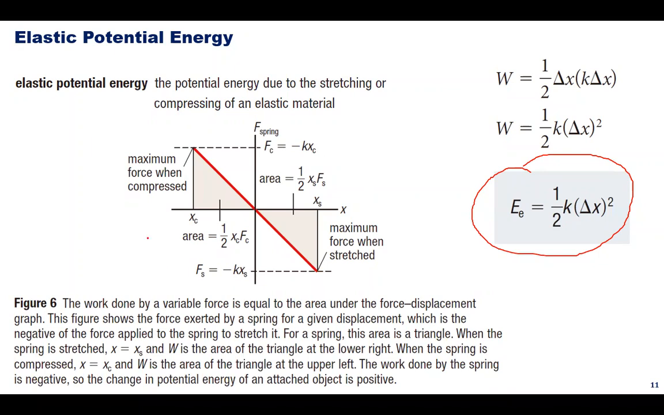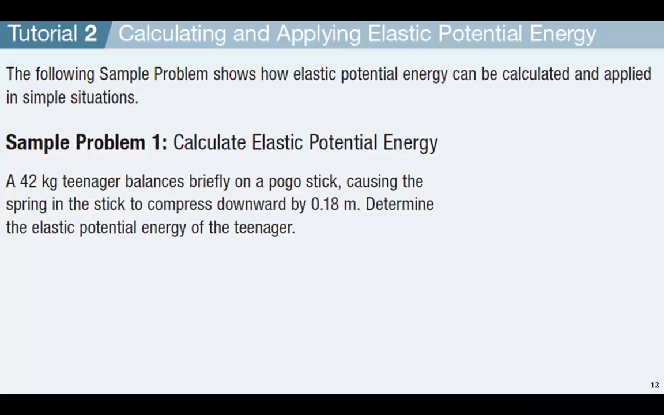Okay, so now let's consider this sample problem here. A 42-kilogram teenager balances briefly on a pogo stick, causing the spring in the stick to compress downward by 0.18 meters. Can you determine the elastic potential energy of the teenager? Okay, I'll give you 5 minutes to have a look at this question, and after that, we'll have a look at the solution together.